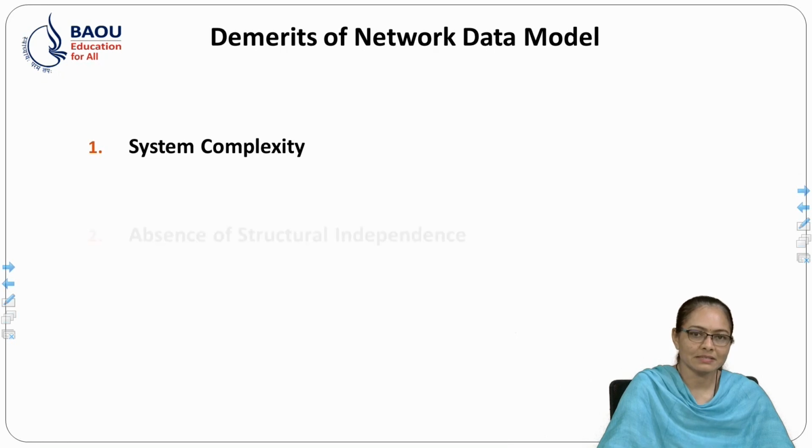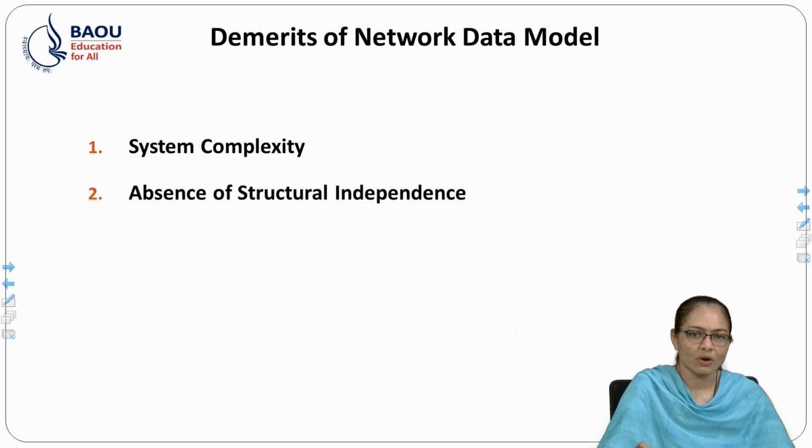The next is the absence of structural independence, because if changes are made to the database structure, all the sub-schema descriptions have to be updated. So a change at one level affects all the levels. There are two main limitations in the network data model.